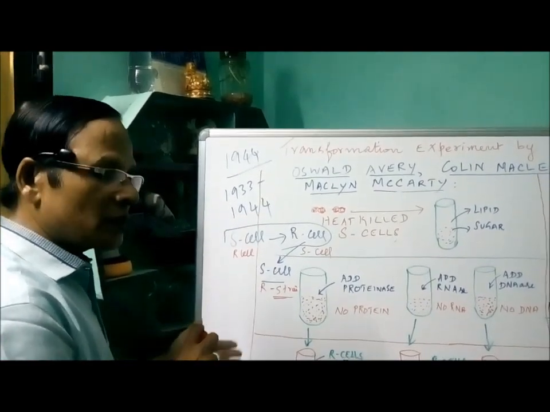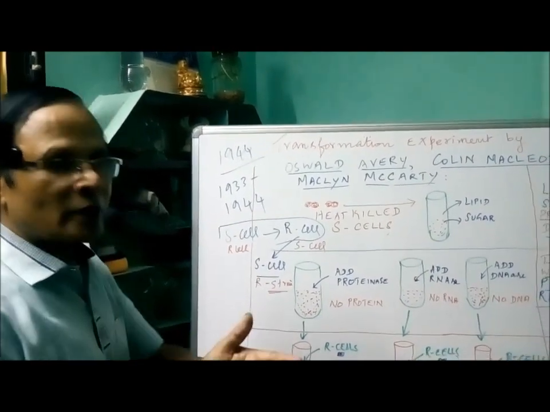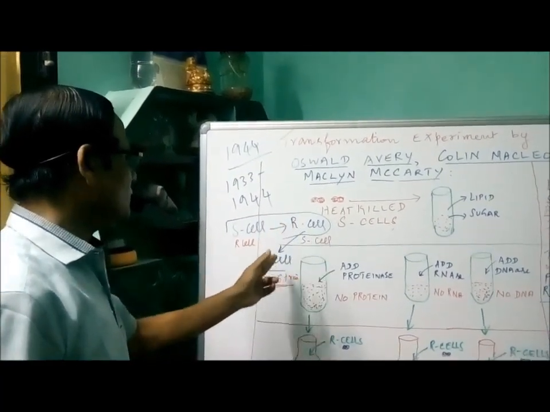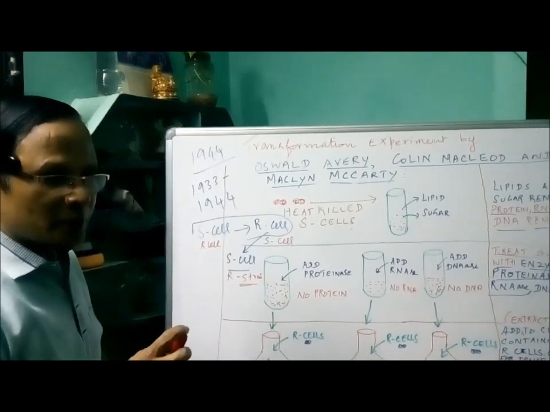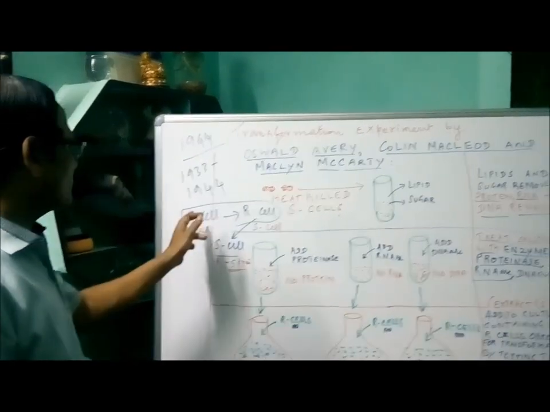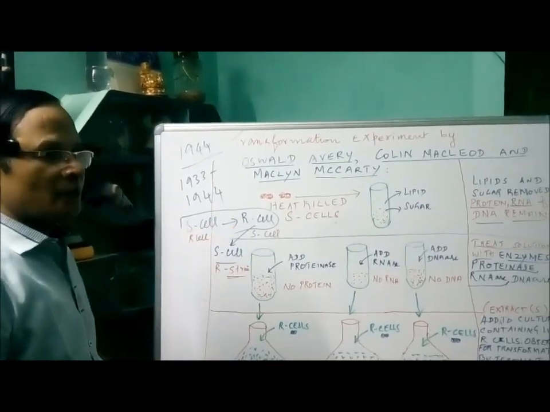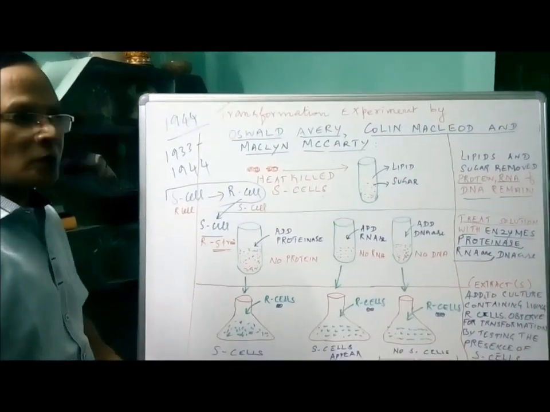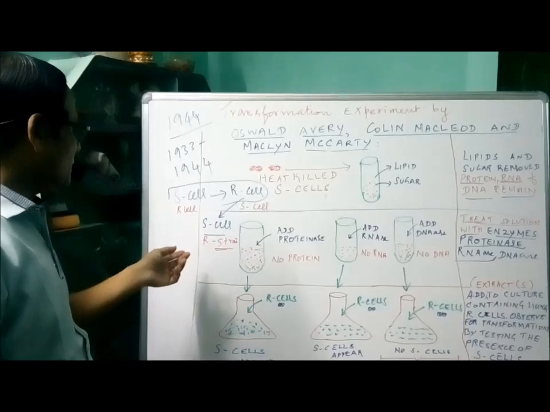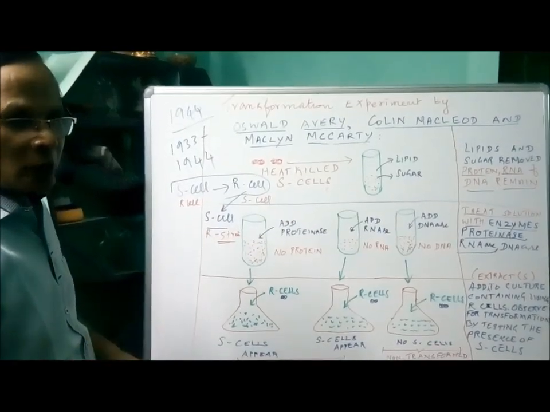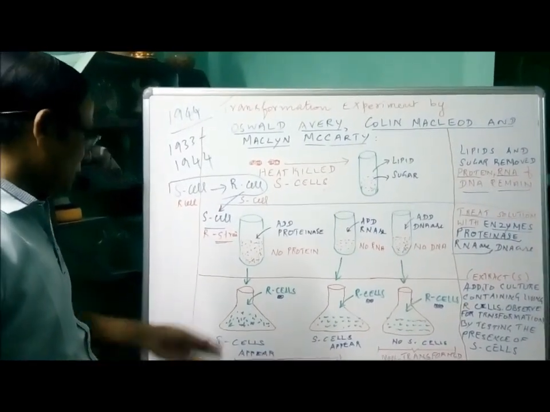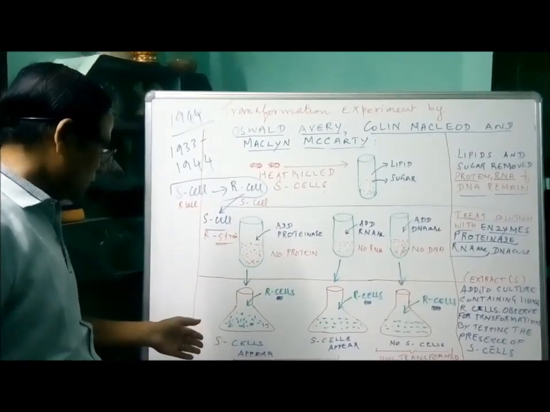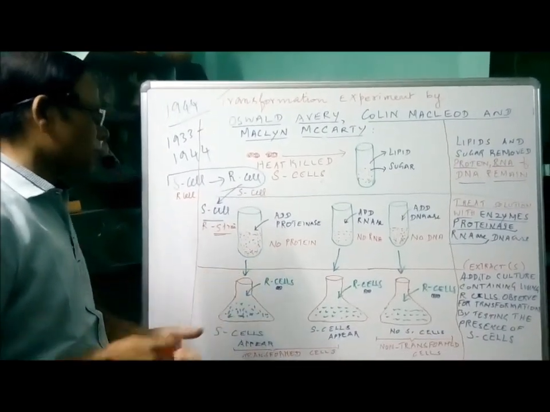So there is a physical transformation of one cell into another cell. That is, normally the R cell gets converted to an S cell. This is because of the transfer of DNA from the S cell to the R cell. So the genetic material in the case of Streptococcus pneumoniae is nothing but the DNA, and not the protein and not the RNA. Here in these two cases, no protein, no RNA, but you see that S cells appear.